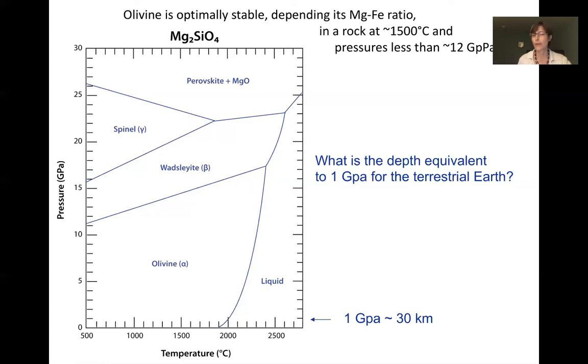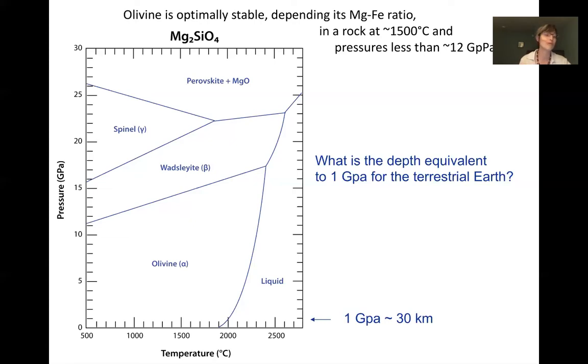So remember, what is a gigapascal? Let's think about this in terms of the depth within Earth. Here I've put up a reminder that 1 gigapascal, clear down here at the bottom, is equivalent to about 30 kilometers depth. And so if 1 gigapascal is 30 kilometers depth, then what is the distance in the Earth for 10 gigapascals?